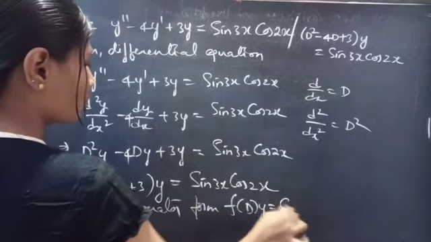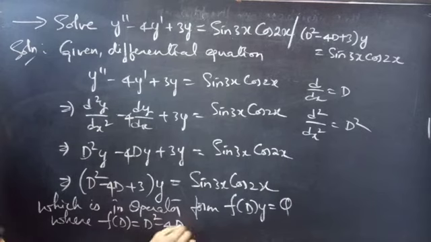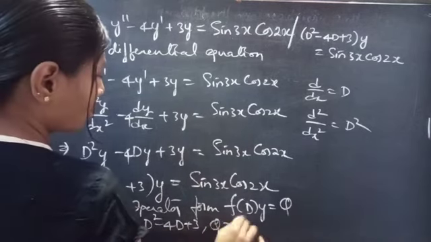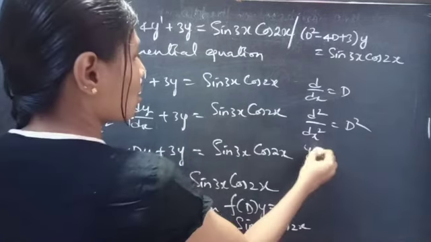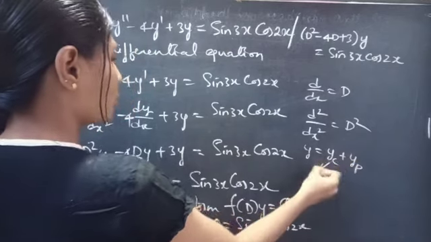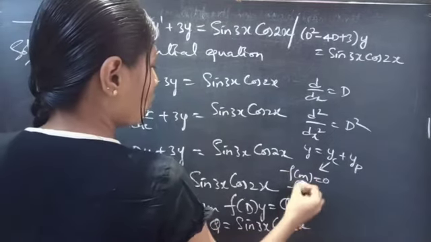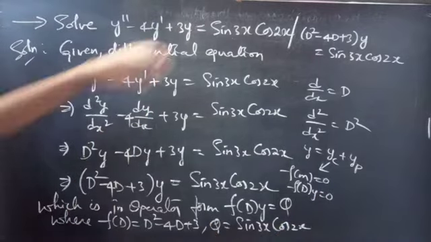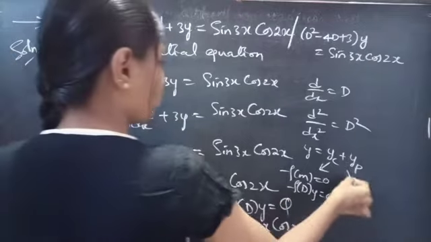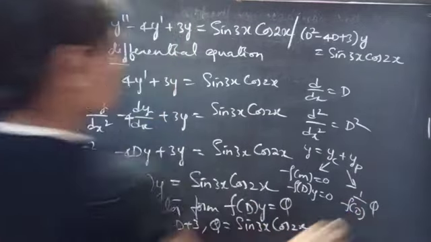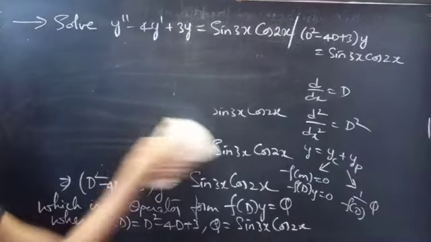F of D into y equals Q, where f of D equals D square minus 4D plus 3 and Q equals sin 3x into cos 2x. Now we need to find the general solution to the given equation using y equals yc plus yp. We know that yc is the complementary function. We'll get this using the roots of the auxiliary equation of the homogeneous equation of the given non-homogeneous equation, simply by equating RHS to 0, so f of D into y equals 0. And we'll find yp using 1 by f of D into Q. So firstly we'll find yc using the auxiliary equation of the homogeneous equation of the given differential equation.